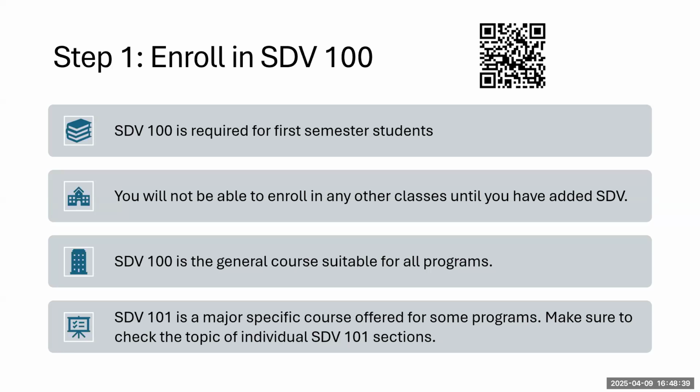If you don't see one specific to your program, that's okay. You can just use the general SDV 100 course. Not all programs offer SDV 101, so if you don't see it, it's not a big deal. Just go ahead and take SDV 100.